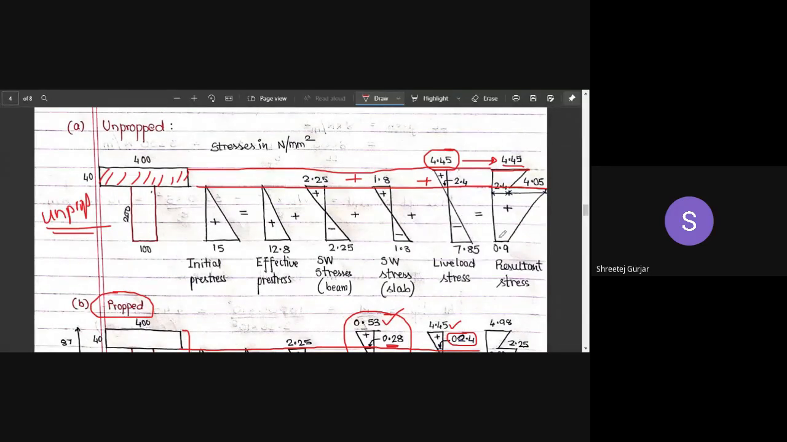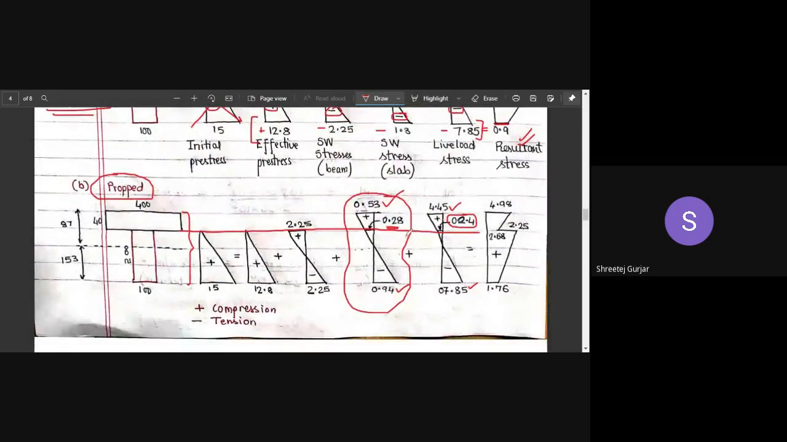Then at this level, use whatever symbol is there, consider the symbol and add the sum. You don't consider the initial one. Add from here: 2 plus 12.8 minus 2.25 minus 1.8 minus 7.85, that is equal to 0.9. If you add algebraically, you will get 0.9. With this, you can draw the resultant stress diagram. Similarly, if you follow the same rule over here, you can draw this particular resultant stress diagram.